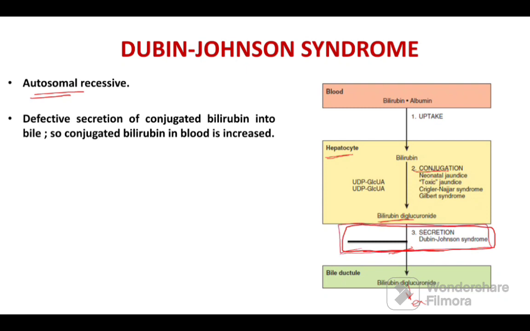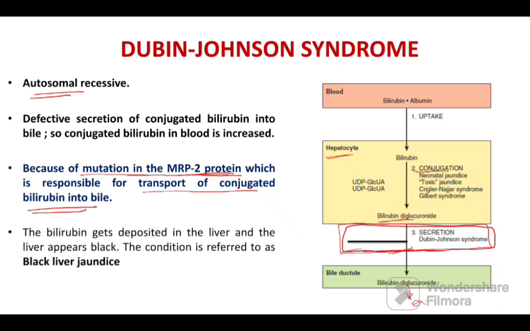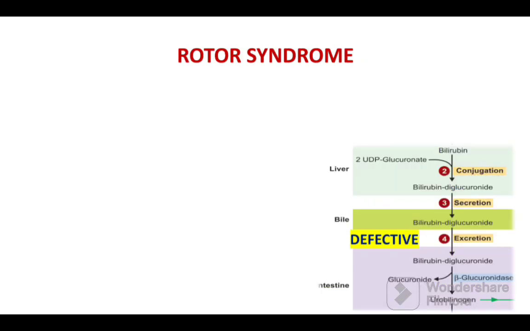Now why is the defect at the level of secretion? It is because of the mutation in the MRP2 protein, which is mainly responsible for the transport of conjugated bilirubin into the bile. The conjugated bilirubin keeps on getting deposited in the liver, and the liver appears black, and that is why this condition is referred to as black liver jaundice.